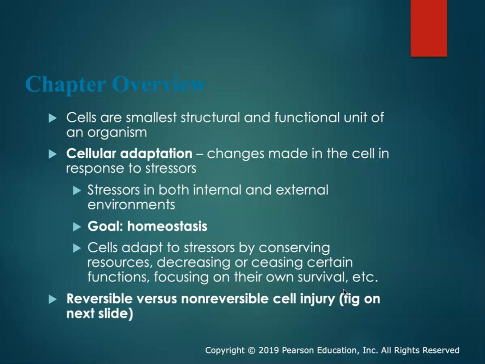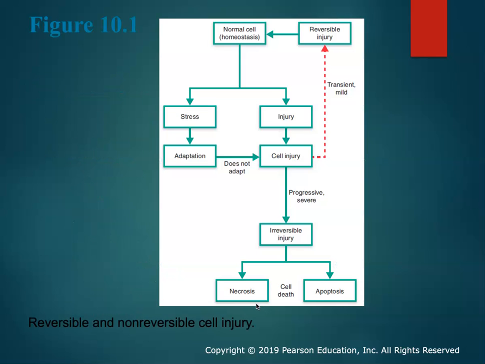And so if this cell is able to regain normal function, it would be reversible. If we talk about irreversible or non-reversible, that injury or that stressor is going to cause changes in the cell that are severe enough that the cell is not able to regain function, okay? So if we look at the figure on the next slide, this is basically showing you the difference between reversible and non-reversible or irreversible injury, okay?